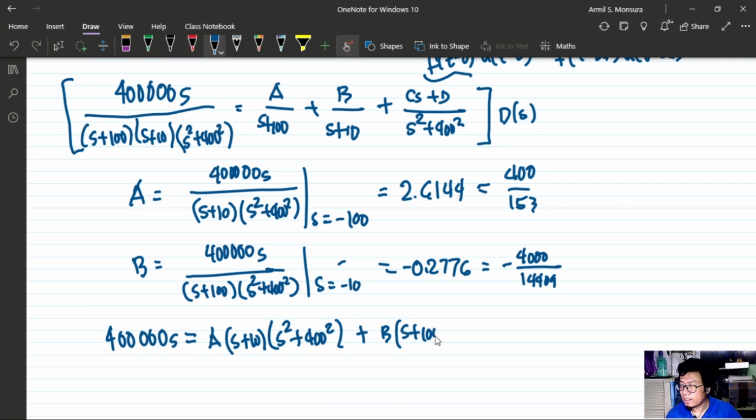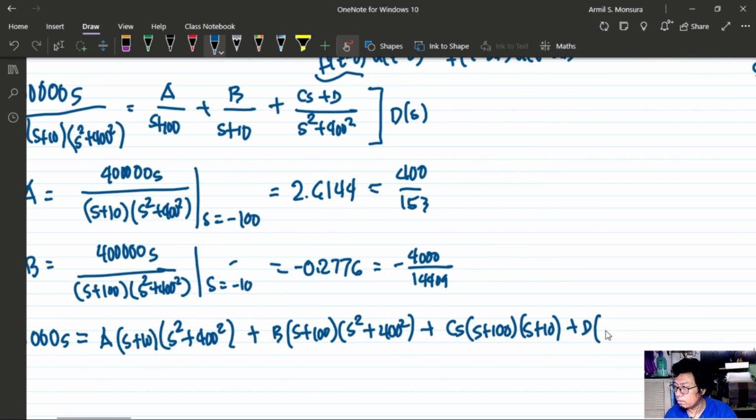For B, this is s plus 100 multiplied to s squared plus 400 squared. Then Cs. I'll separate the two so that I'll have an easier look at C and D. For Cs, what would be left is, these factors get eliminated, so what is left is s plus 100 and s plus 10. Same thing with D, which is now s plus 100 and then s plus 10.